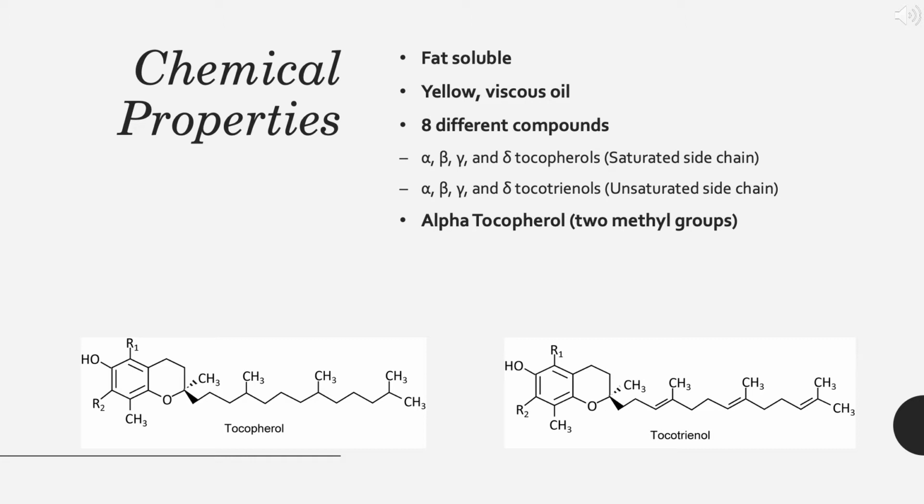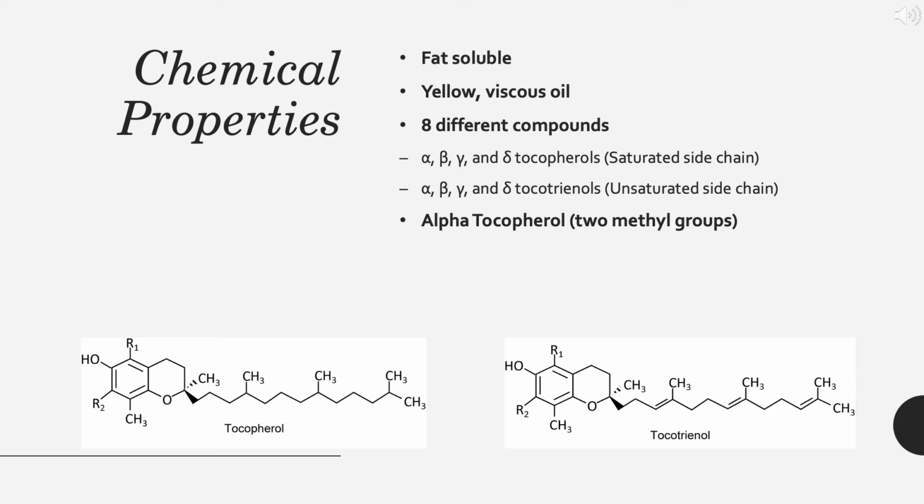It's a fat-soluble vitamin, and it's kind of like a thick yellow oil. And there's actually 8 different compounds that are under the name vitamin E. So you have tocopherols, which you can see on the bottom left. They have a saturated side chain. And then tocotrienols, you can see on the bottom right, have an unsaturated side chain. You can see the double bonds there. And then for each of those 2 groups, you can either have alpha, beta, gamma, or delta.